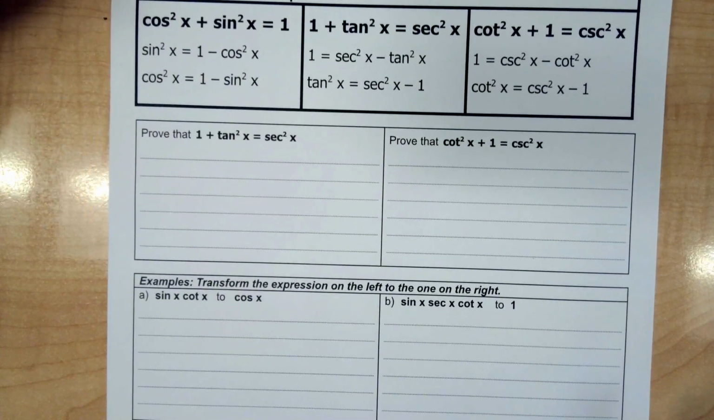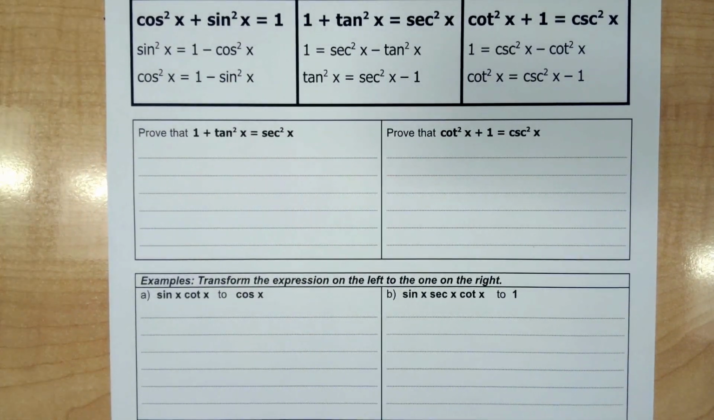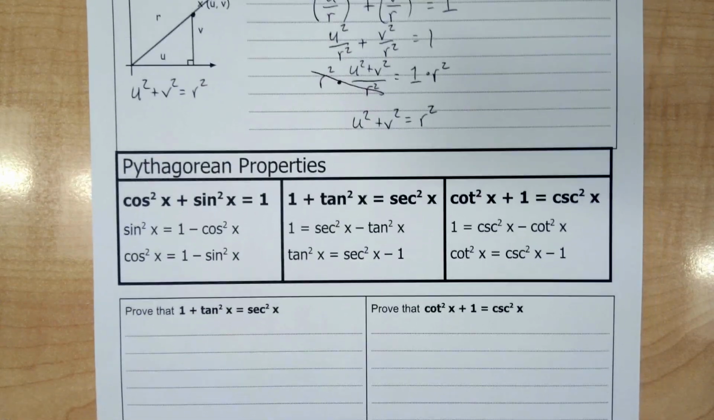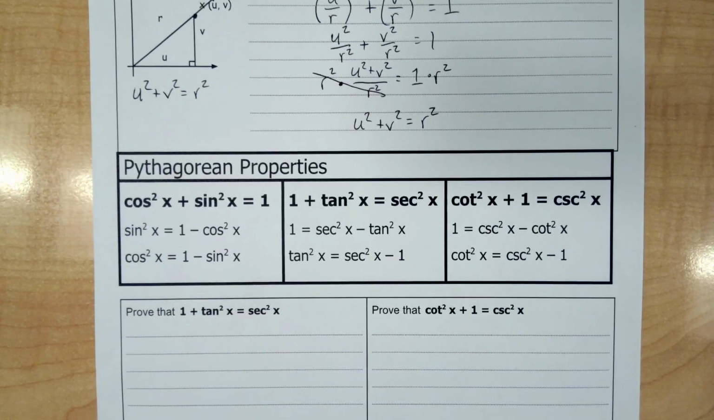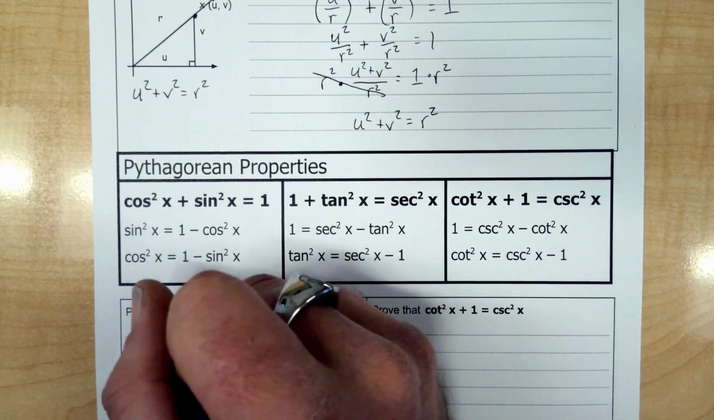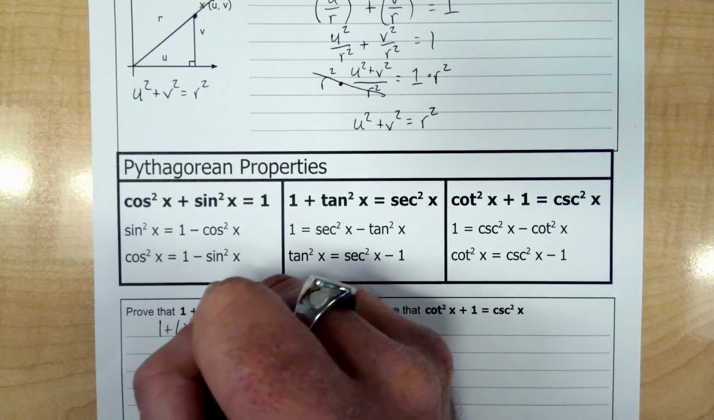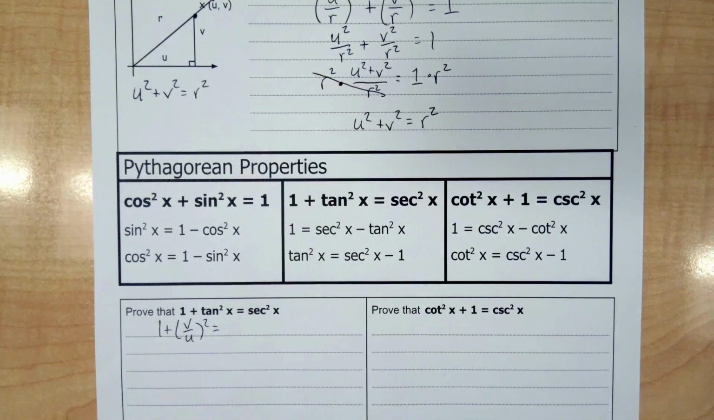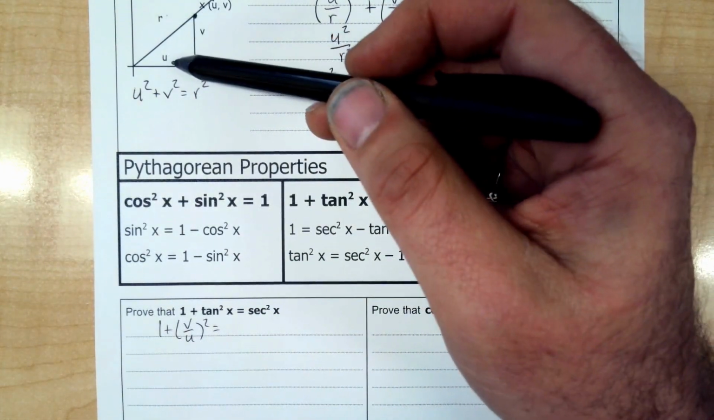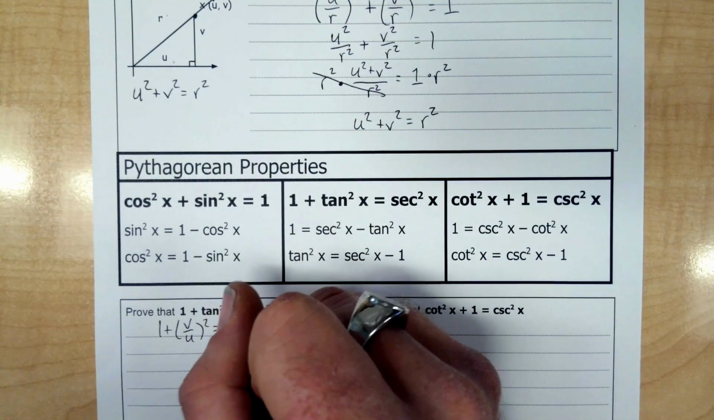So next, we need to prove the other rules. 1 plus the tangent squared equals the secant squared. So I'm going to look back at my right triangle here. Tangent is opposite over adjacent, so v over u. So 1 plus (v over u) squared is going to equal secant squared. Secant is the reciprocal of cosine, so secant is hypotenuse over adjacent, (r over u) squared.